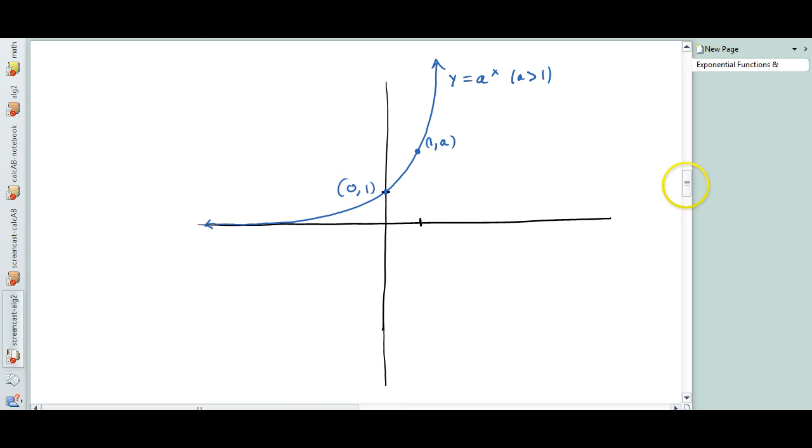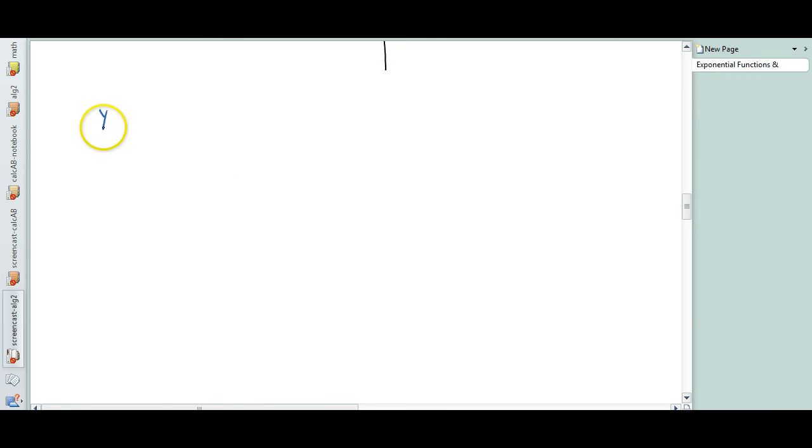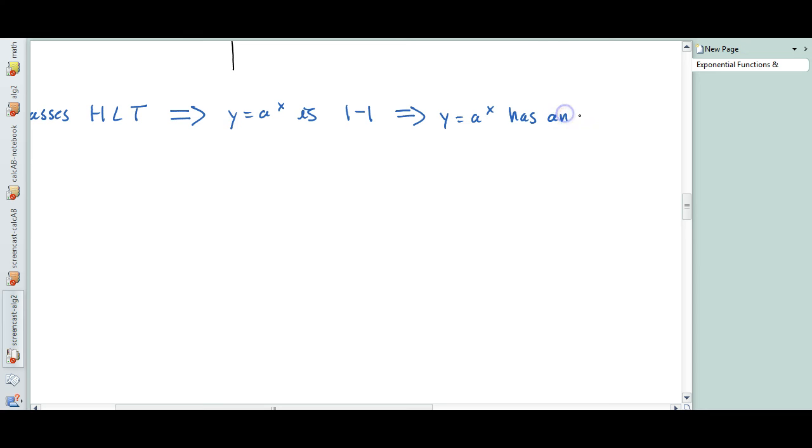Well, this function obviously passes the horizontal line test. Another way of expressing that: if it passes the horizontal line test, that means the function is 1 to 1, which means it has an inverse. Let me write it. So y equals a to the x passes HLT, the horizontal line test. That means y equals a to the x is 1 to 1, and that means it has an inverse.